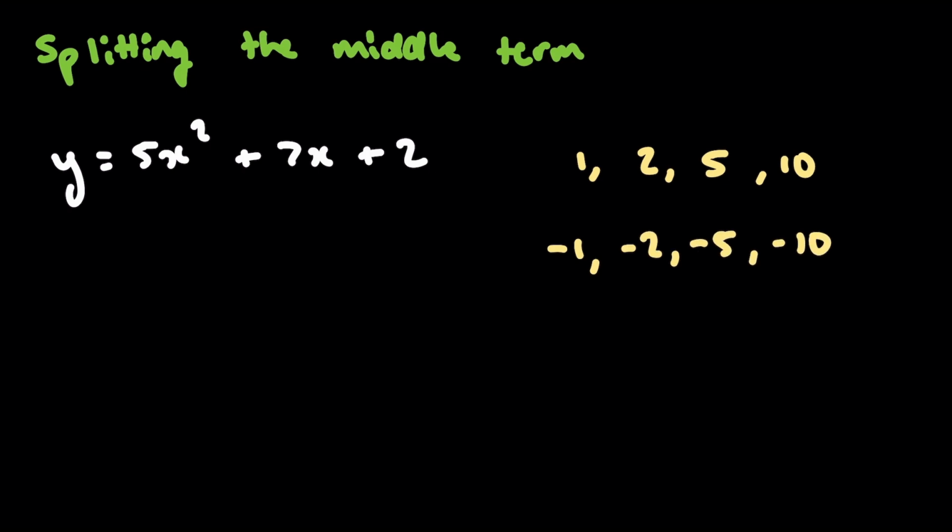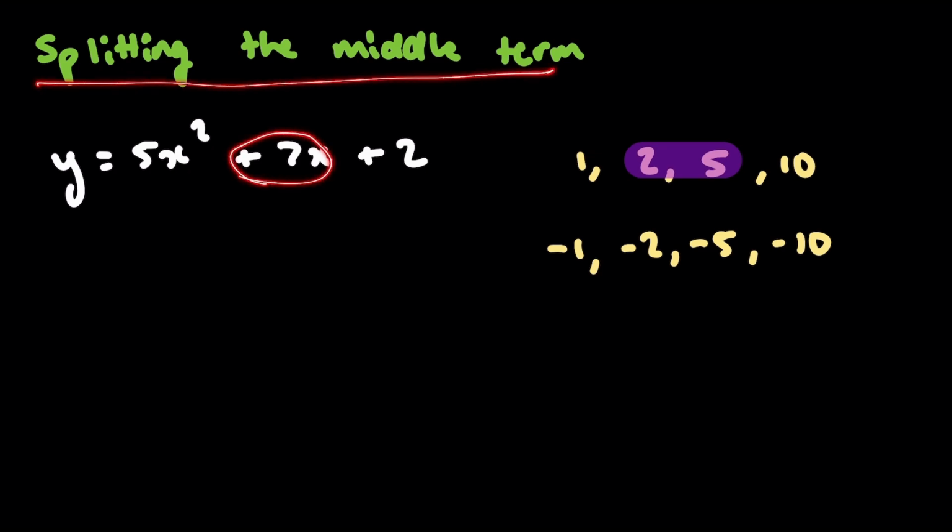That is the factors of 10. And I can see that if we were to look at just these two values here, they would multiply to 10 and add to 7. So the way we factorize now is we need to split the middle term. That's where this name comes from.